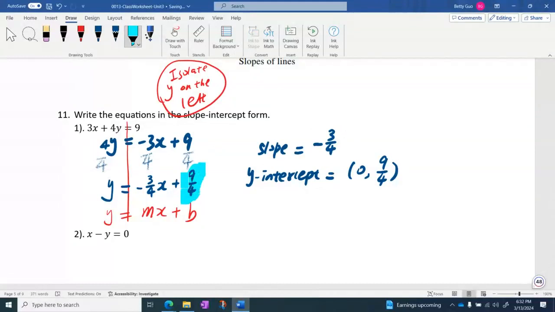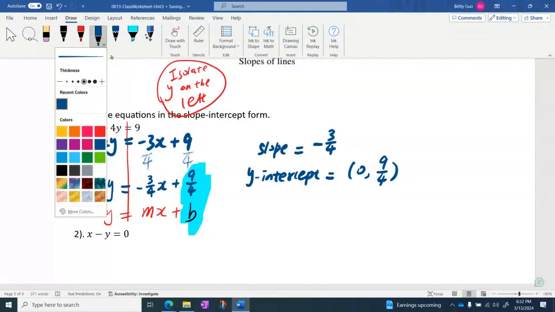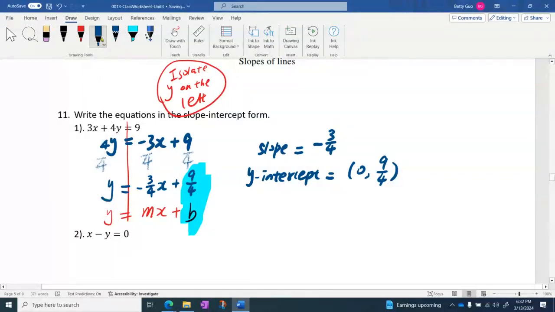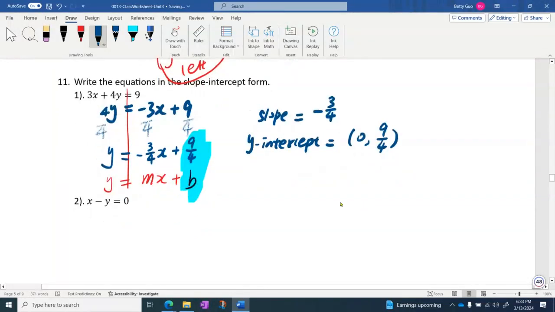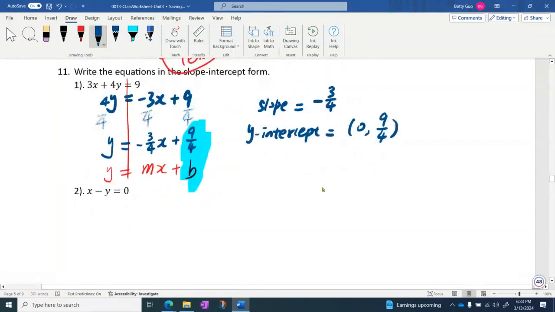The b here is the y-intercept. You see that? Any questions? Yeah, 0, comma b. So on the right side, we have 2 numbers, right? The number in front of x, that's the slope. The number by itself, that's the y value of the y-intercept. So y-intercept is 0, 9/4. All right? Okay, we'll practice more.